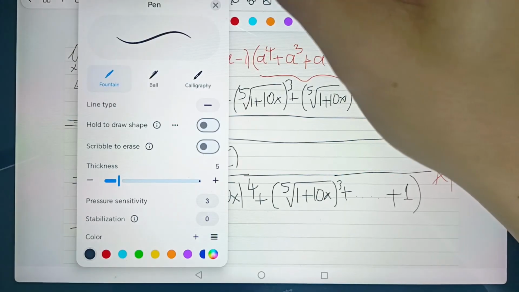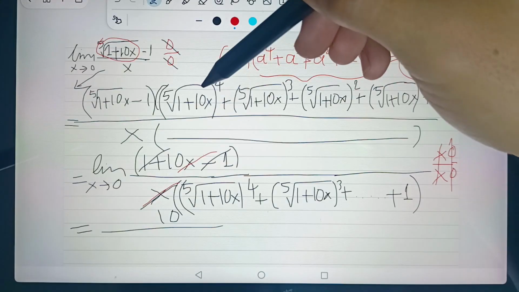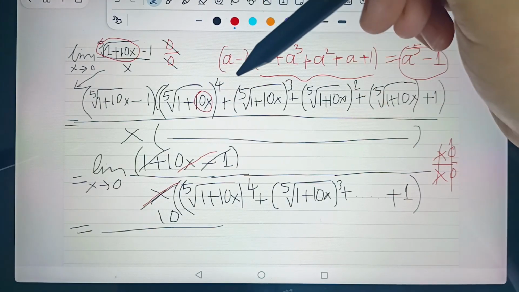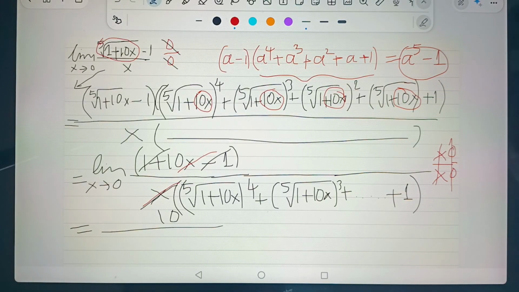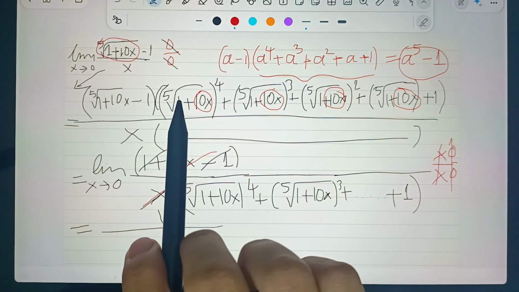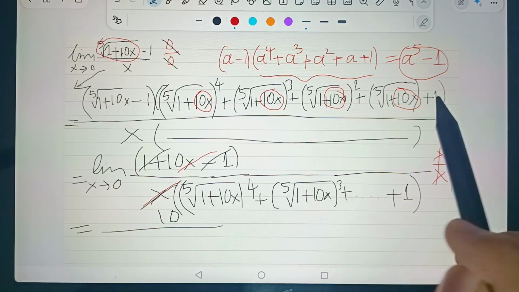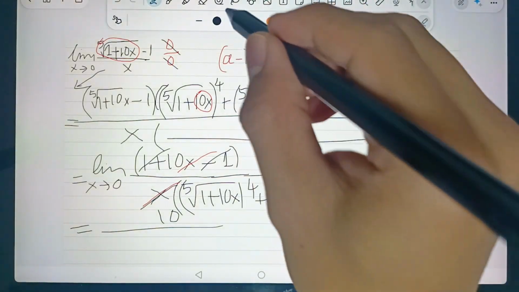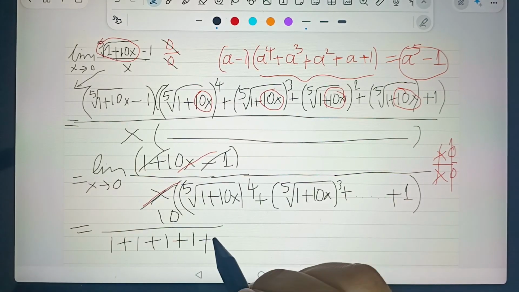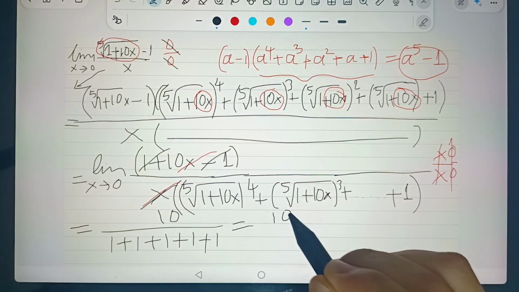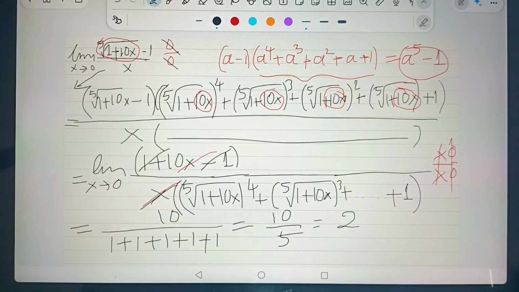Let's take a look at this section. 1 plus 10 times 0 is 1 plus 0. The fifth root of 1 is 1. This is also 1, and this is also 1. So it's actually 1 five times: 1 plus 1 plus 1 plus 1 plus 1, which is 5. So it's 10 divided by 5, which is equal to 2. So our limit has the answer of 2.